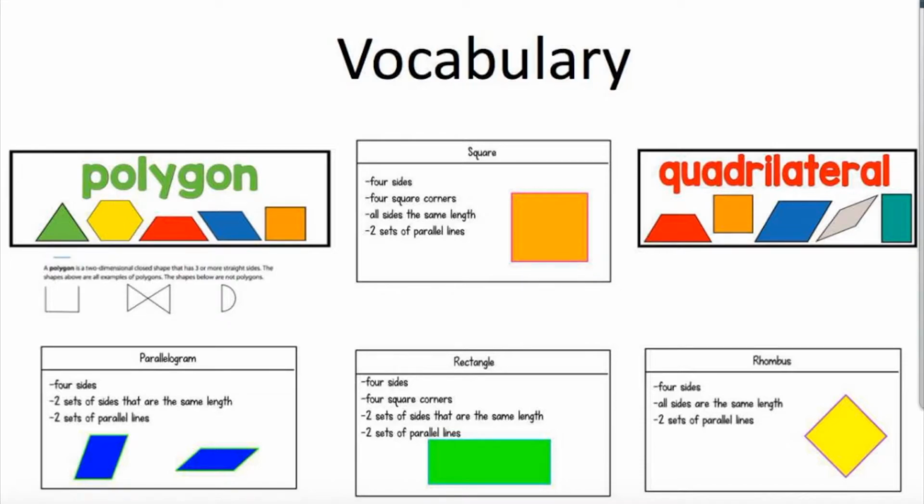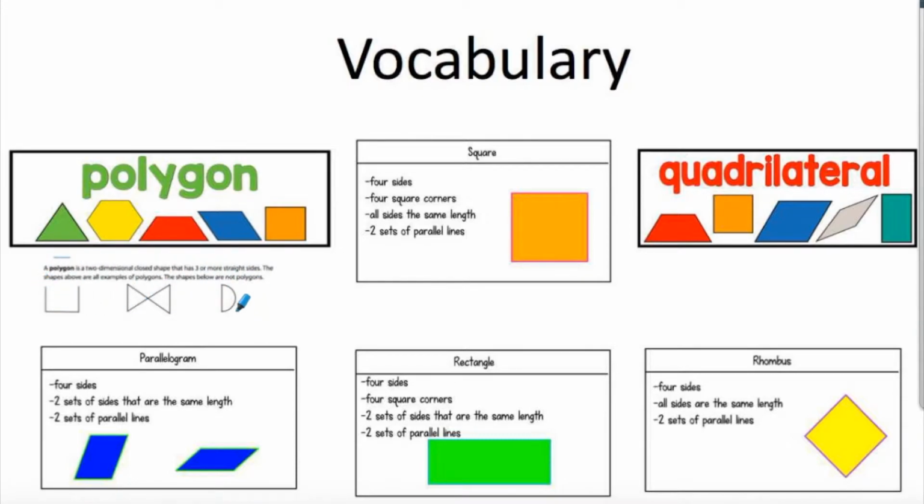So looking at our vocabulary, we're going to talk about polygons. So it's probably been a while since we've really talked in depth about shapes, and so a polygon is any shape that is closed and has no curves. So any shape that has three or more lines, straight sides, and it is a two-dimensional shape and it is closed.